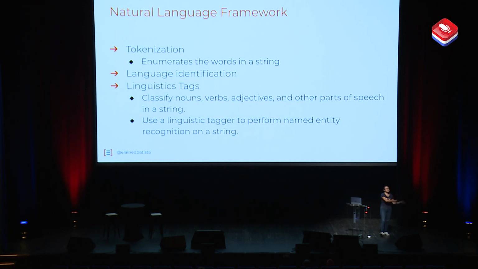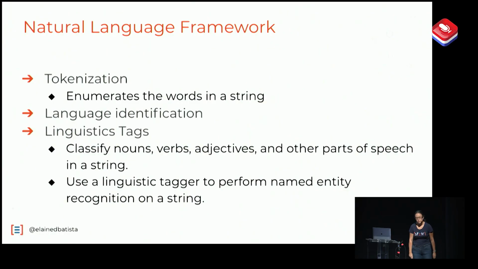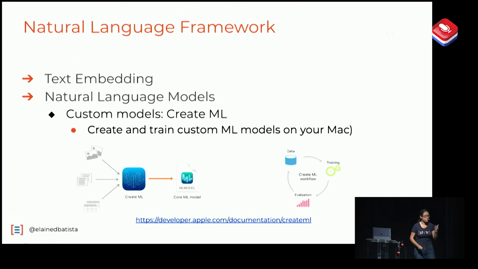Then natural language framework, we saw a lot of examples in Hervé's talk. There's a lot of features that are available, very powerful framework. You can do tokenization, language identification, identifying linguistic tags, doing text similarity with synonyms, with text embedding. And then, really interesting too, we saw in the previous talk, integrating custom models to use with this framework, and those models can be created and trained on your Mac using CreateML. So really powerful.